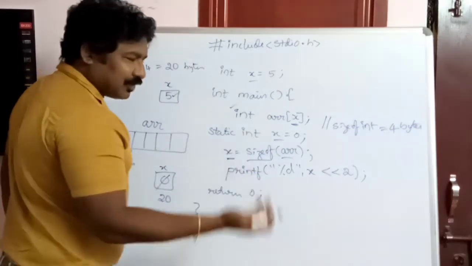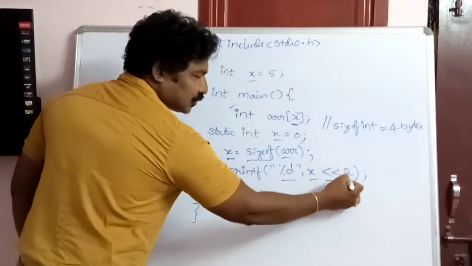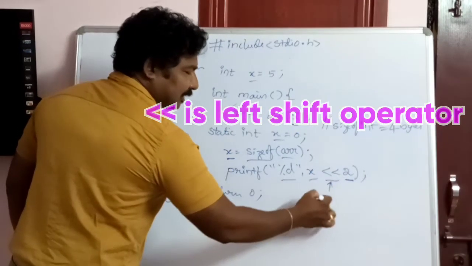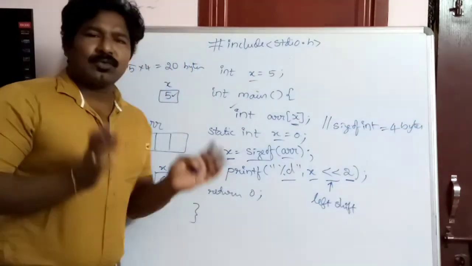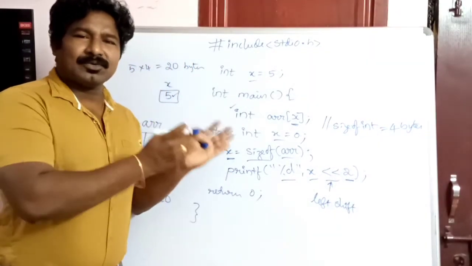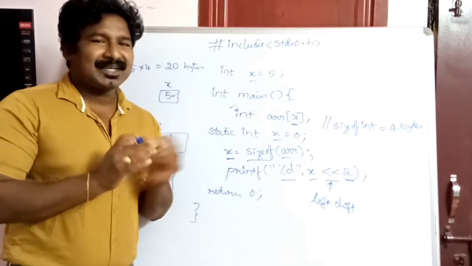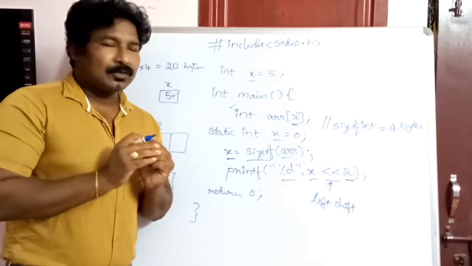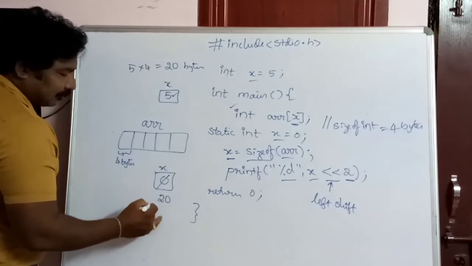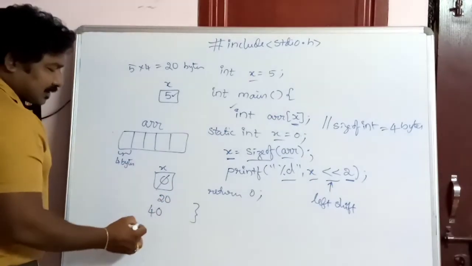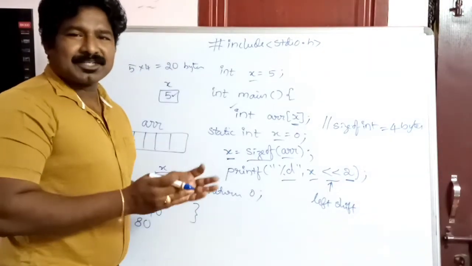Here we are printing the value of x left shifted by 2 times. Friends, this is called the left shift operation. What happens when I shift a number to the left by 1 position? Its value actually gets doubled. So if I shift towards the left, 20 will become 40, and again if I shift, this will become 80. Friends, this is what happens when you left shift a number.